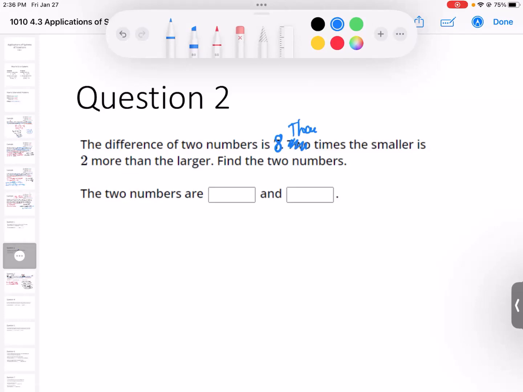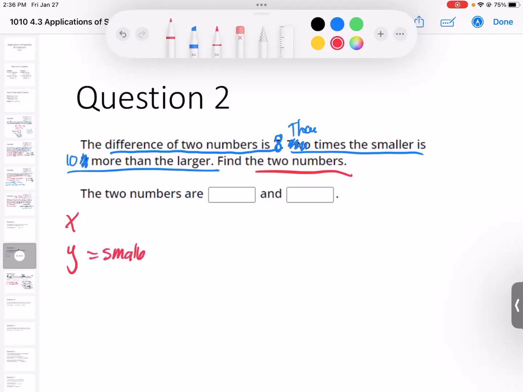Three times the smaller is how much? Like that? Okay. Awesome. So what we know is the difference of two numbers is 8. 3 times the smaller is 10 more than the larger. And we want to find the two numbers. So what do you want to call the two numbers? Okay, awesome. So we have X and we have Y. And in the problem, they distinguished between which one was smaller and which was bigger. So which one do you want to be the smaller one? Okay, awesome. So we'll say Y is the smaller one and X is the larger.